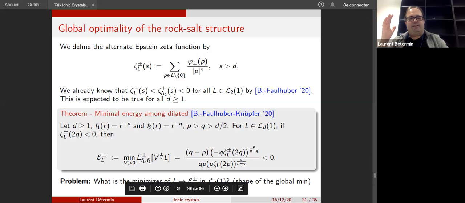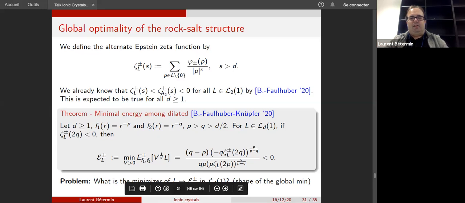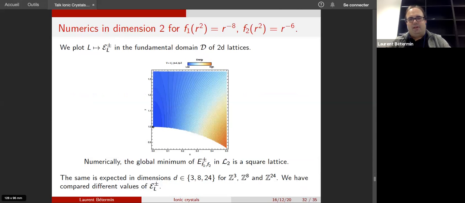And now, for example in dimension 2, I had a 3 parameter problem if you don't fix the density for the global minimum among all the possible lattices. And now you have only 2 parameters. So you are happy, you can plot things, you can do something interesting. So the question is, what is the minimizer of this quantity in the space of lattices of density 1, now that everything is well scaled? If you take, for example, p equal to 8 and p equal to 6, you can make this nice plot in dimension 2.